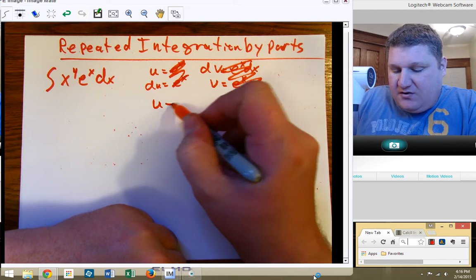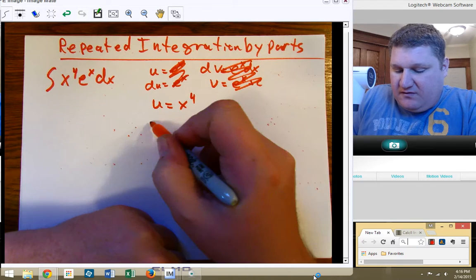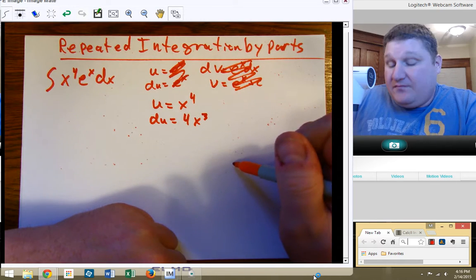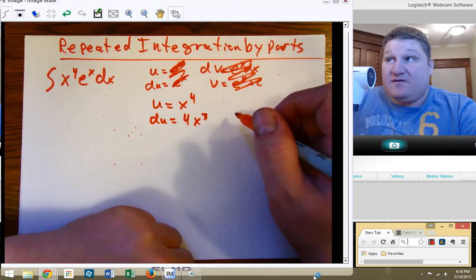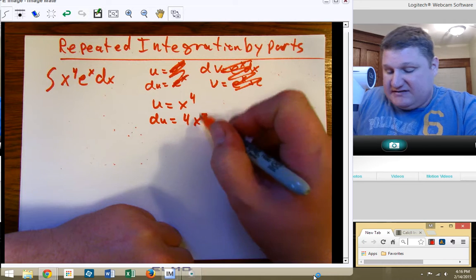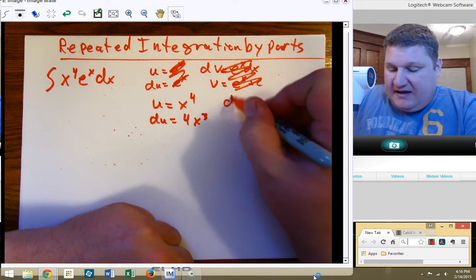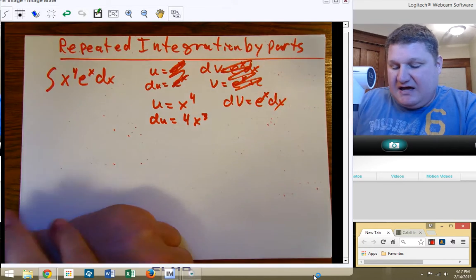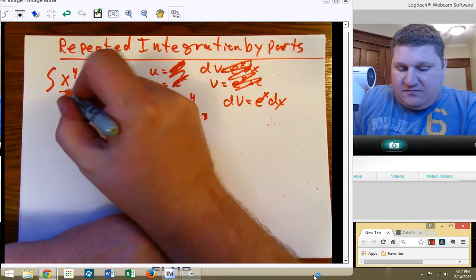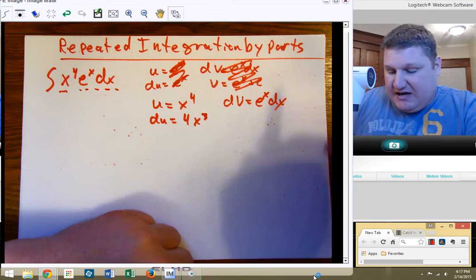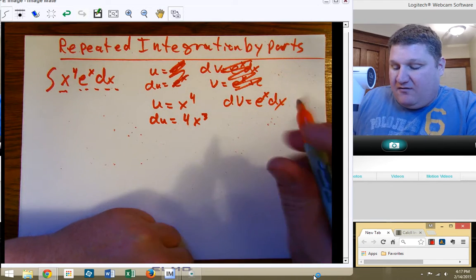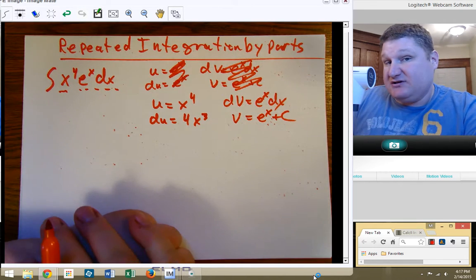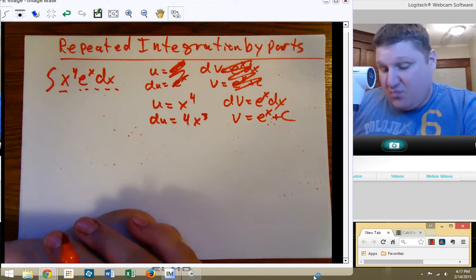Well, if u equals x to the fourth, when I differentiate, du equals 4x cubed. Now, that's fine and dandy, except for the fact that I still have x cubed. Well, I guess we'll just have to take it because it's the best we can do at this point. So we say u equals x to the fourth, dv equals e to the x dx. So we've done that. Now, from there, I'm going to find v equals e to the x plus c. Doesn't really change, doesn't really help, but it also didn't make it worse.